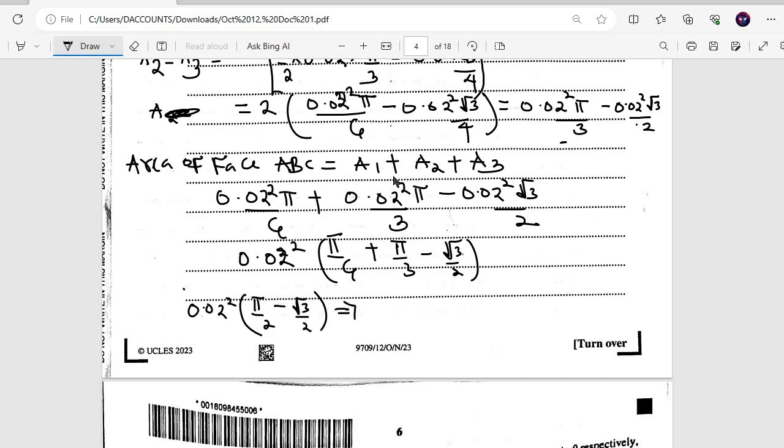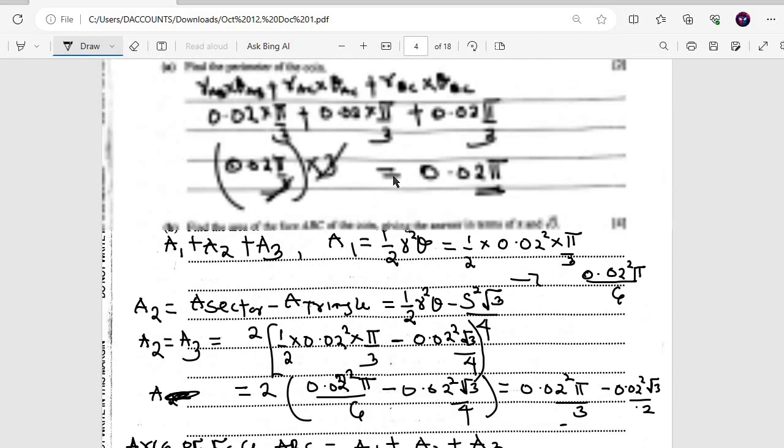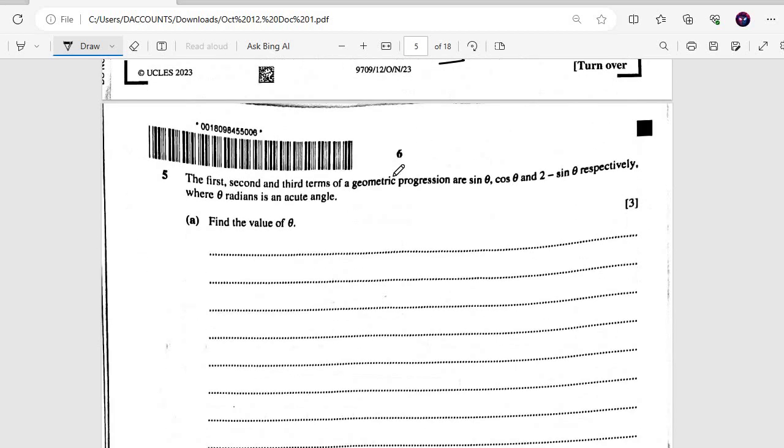We can still factorize this as 0.02 squared over 2 into bracket pi minus 3. You can leave your answer like this, or you can go further. That gives 2 times 10 to the power minus 4 times (pi minus 3). That's the area of the face ABC. I believe it's clear enough.